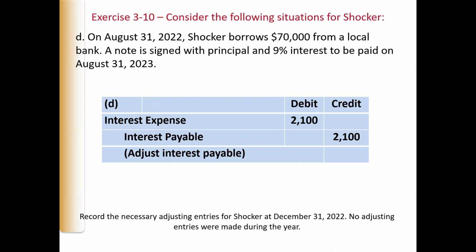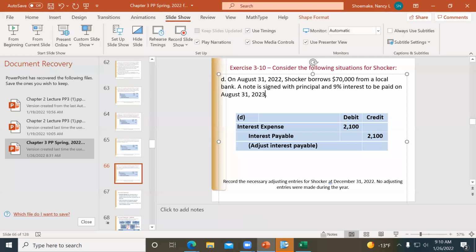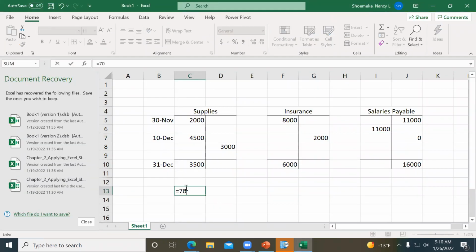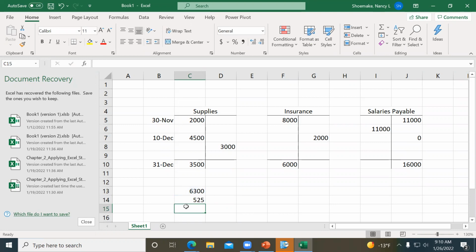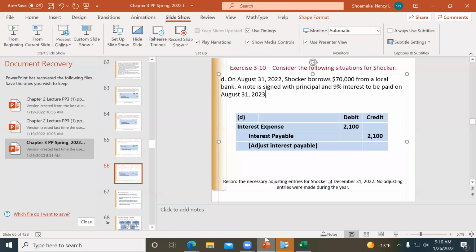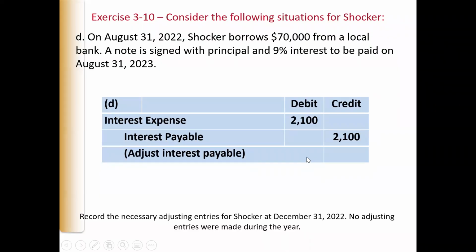70,000 times 9%, we divide that by 12, and we'd multiply it times 4 months, September, October, November, December. So let me just show you what I would do. You take 70,000 times 9% is 6,300. That's for an annual over a year. You take that divided by 12, means the interest each month is $525. You take that times 4, you're going to get $2,100 of interest expense. And we credit interest payable for $2,100 also. Does that make sense?